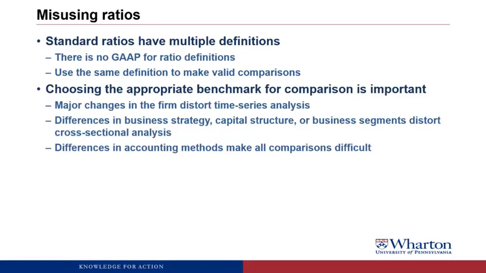Also, choosing the appropriate benchmark for comparison is important. So we talked about how ratios have to be compared to a benchmark. But if there are major changes in a firm, it's going to mess up your time series analysis. You aren't going to be able to look at the trend over time for the firm and draw conclusions. If there are any kinds of differences in business strategy, capital structure, or business segments, it'll distort your cross-sectional analysis, your comparison of a firm to other firms or to the industry. And then differences in accounting methods can make all of these comparisons difficult, and you may need to make adjustments to get rid of the differences in accounting methods.